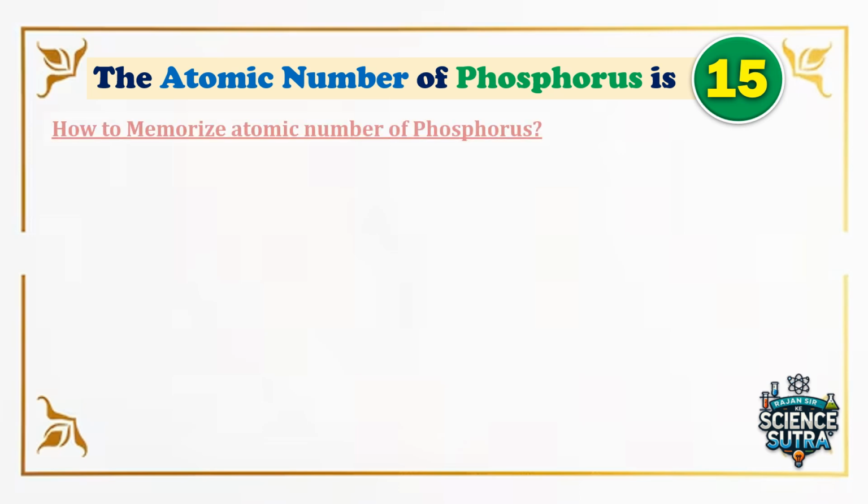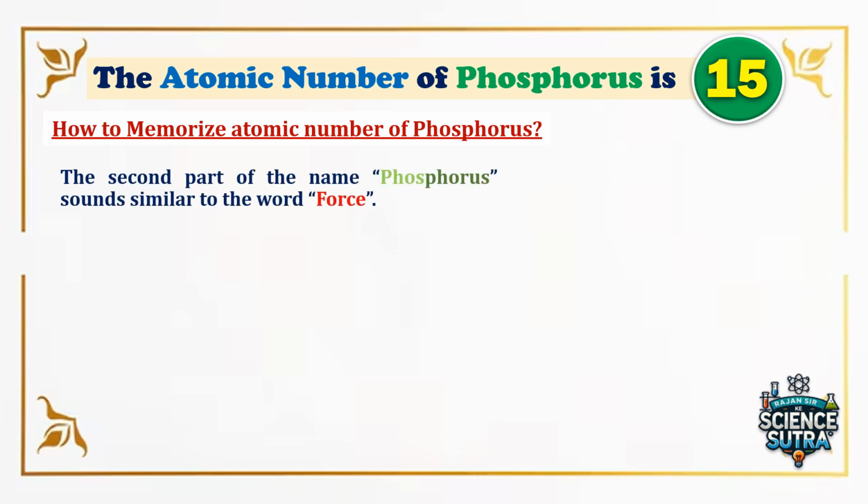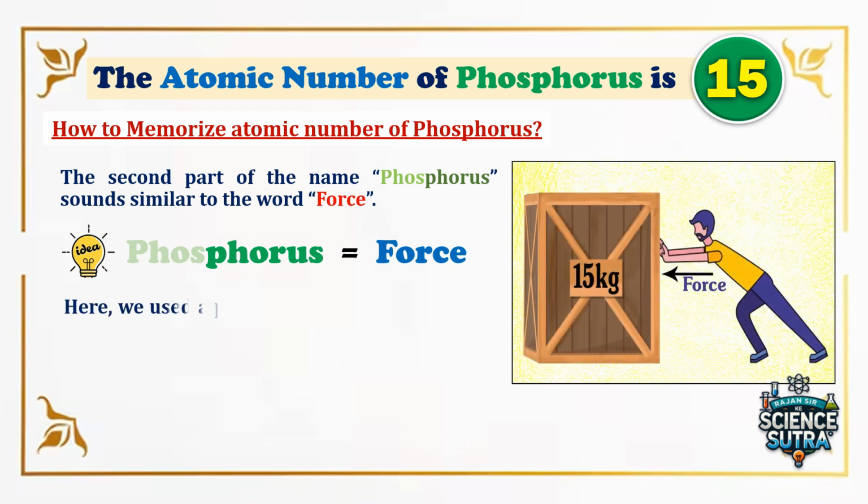Its atomic number is 15. Now, how to memorize the atomic number of phosphorus? The second part of the name phosphorus sounds similar to the word force. Phosphorus, force. So we got an idea that phosphorus is equal to force.